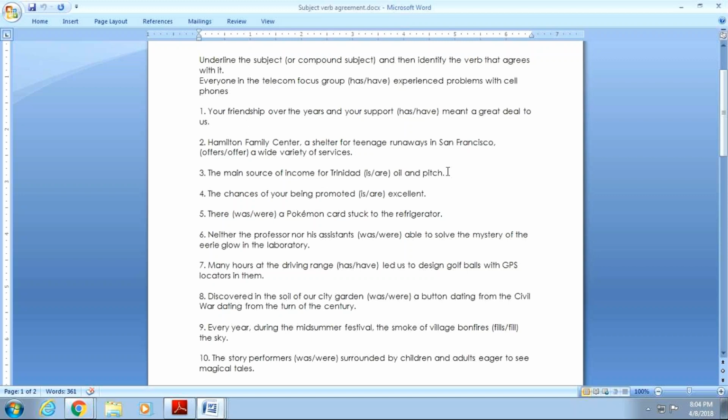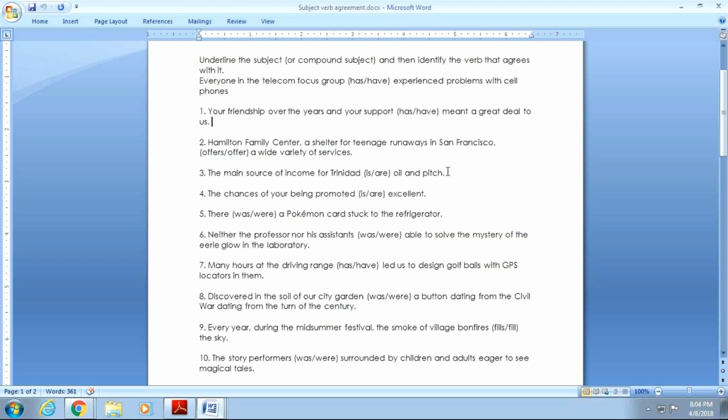And the next important rule of subject-verb agreement is the use of the number of and a number of. Make note of a number of and the number of. A number of always takes a plural verb form, and the number of always takes a singular verb form.